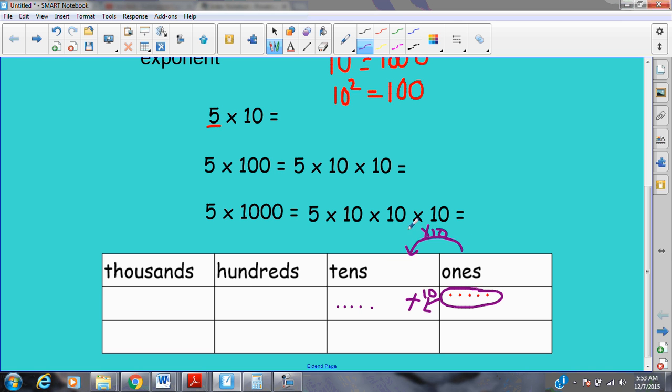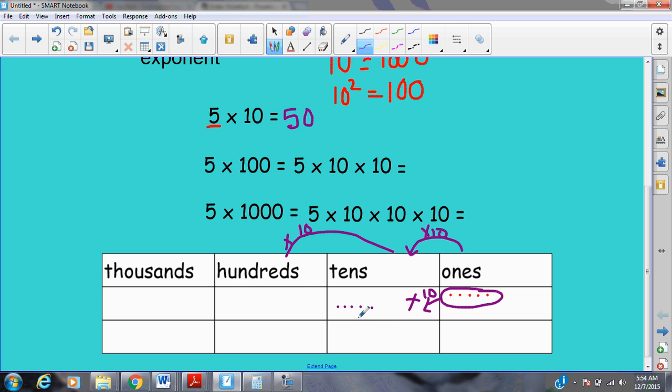So one move is times 10. 2 moves is times 10 times 10. So for every time I move, I multiply by 10. So the answer to this one would be 50, or 5 tens. 5 times 100 equals 5 times 10 times 10.